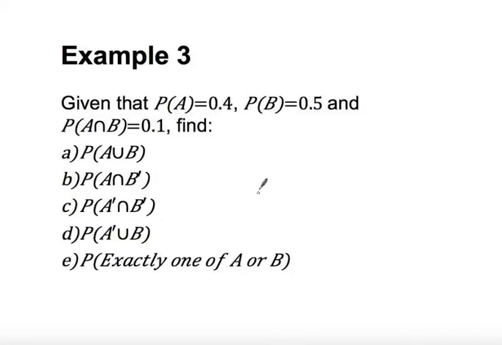So we're told, given that probability of A is 0.4, probability of B is 0.5, and probability of A intersect B is 0.1, we want to find all of these different probabilities. This is a slight change in what we've been looking at so far. The way we work with these probabilities is exactly the same as we did earlier when we were describing those students who were in maths classes and English classes.